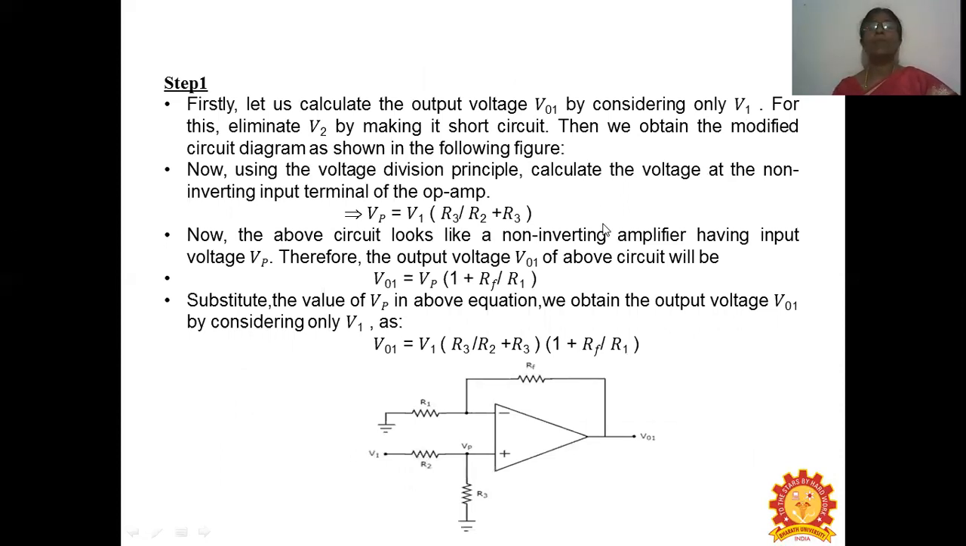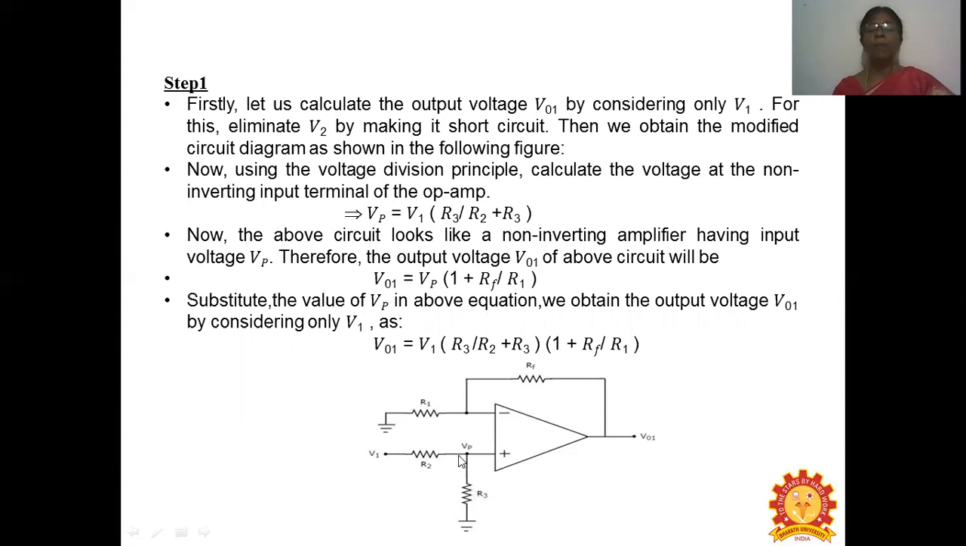Firstly, let us calculate the output voltage V01 by considering only one input V1. For this, eliminate the second voltage V2 by making it short circuit. Then we obtain the modified form of the circuit that is represented here. So here the V2 voltage is connected to the ground point.